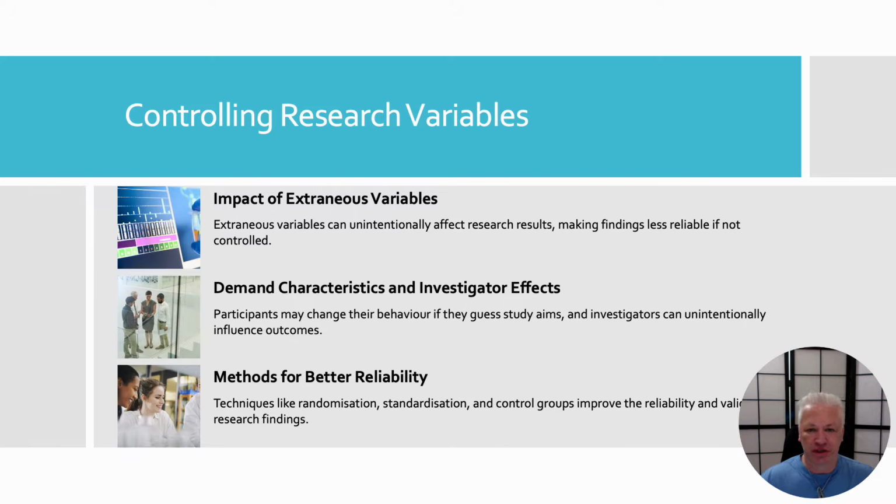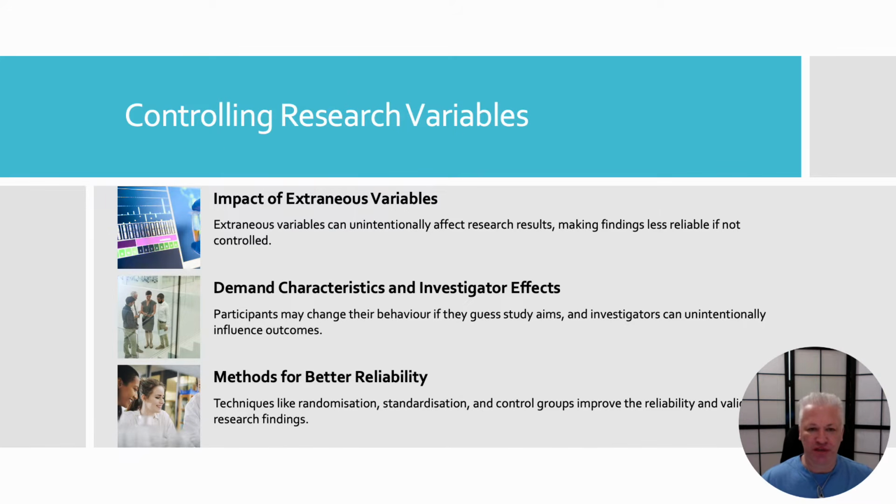Research issues in psychology, so extraneous variables. Extraneous variables are any variable other than the IV that can affect the DV. If they aren't controlled, they can reduce the validity of the experiment. So, for example, participants' mood, noise levels, or differences in instructions could influence results.